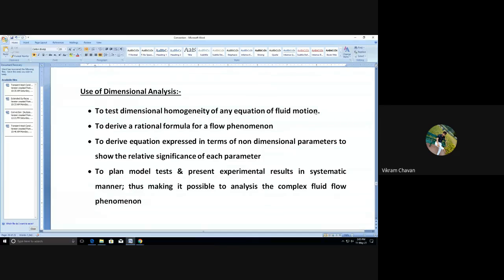Then the second one, to derive a rational formula for a flow phenomenon.